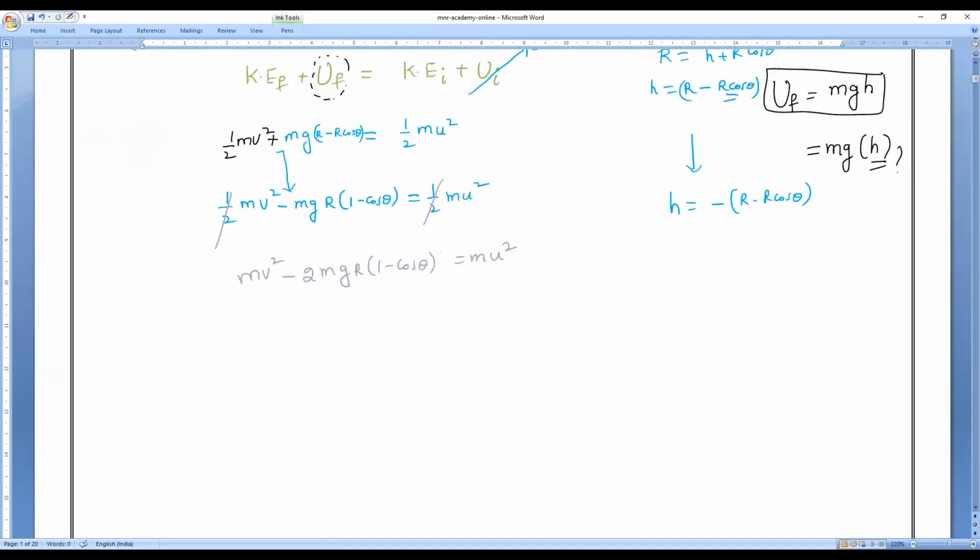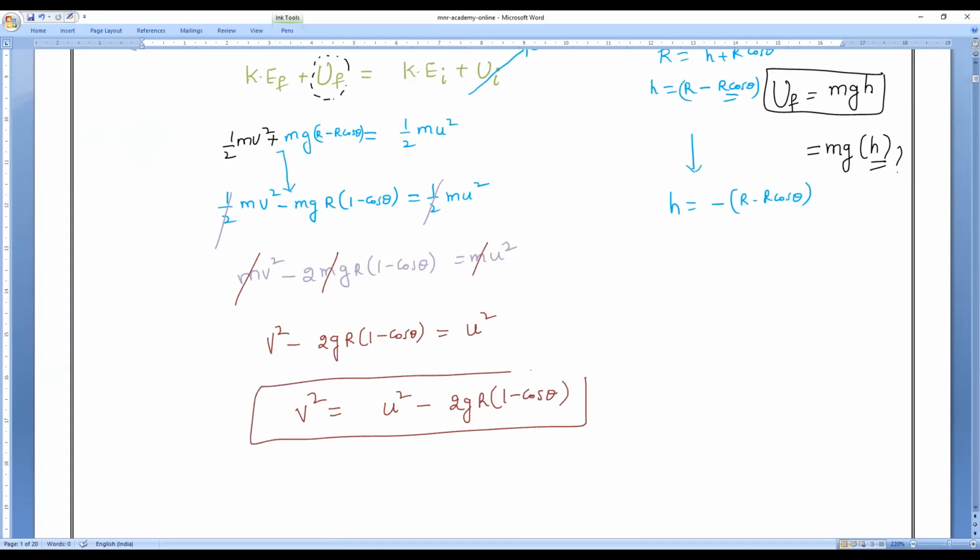Is it okay, everybody? Yes, sir. Now, I will take the m outside so that m also gets cancelled. So what is remaining? Check it, everybody. v square minus 2gr into 1 minus cos theta, which is equal to u square. So now this minus will come to this side, which is equal to u square minus 2gr into 1 minus cos theta. Is it okay, everybody? Clear?